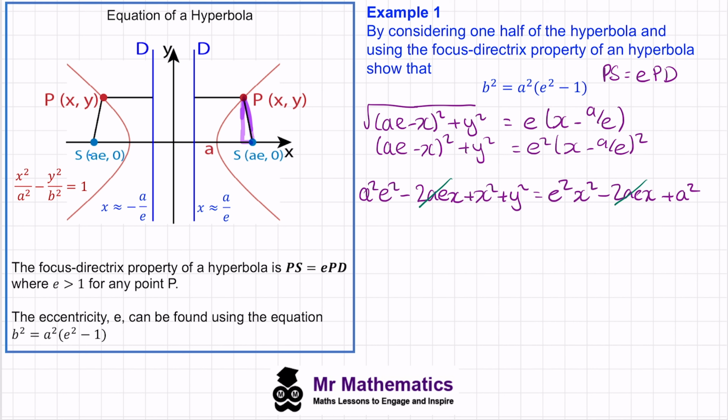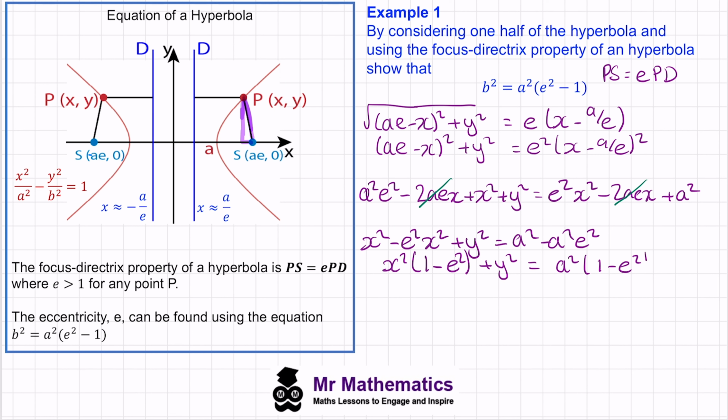and we can begin to move all the x terms on one side of the equation. So we get x squared minus e squared x squared plus the y squared will equal a squared minus a squared e squared. So all I've done, I've moved this to the left hand side and this to the right hand side. Now we can factor out the x's and the a's. So we get x squared lots of (1 minus e squared) plus the y squared will equal a squared lots of (1 minus e squared).